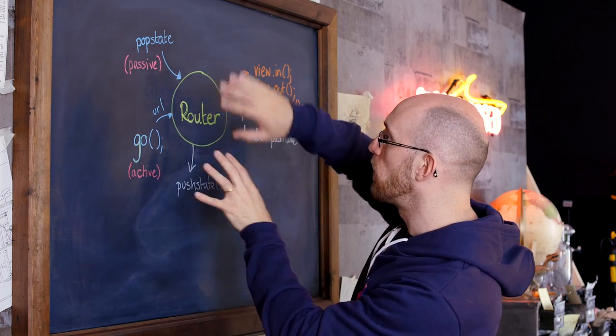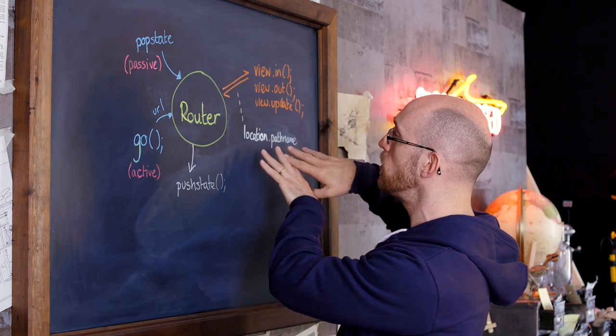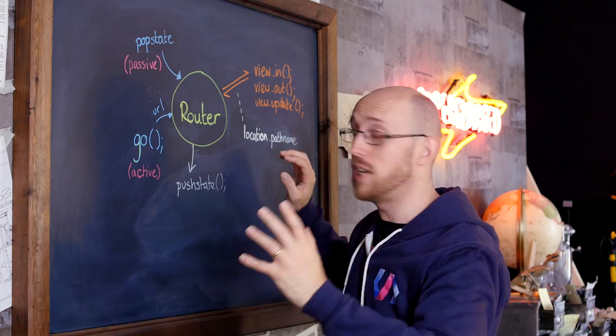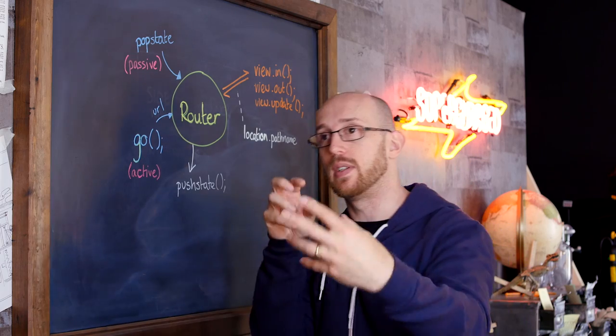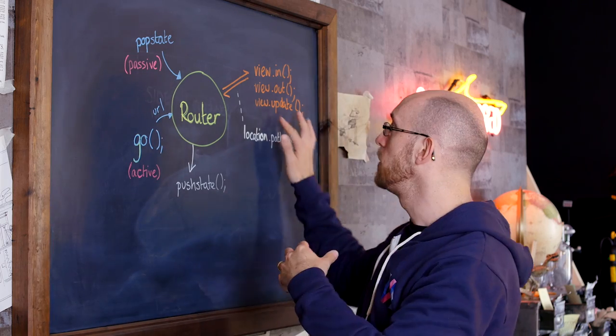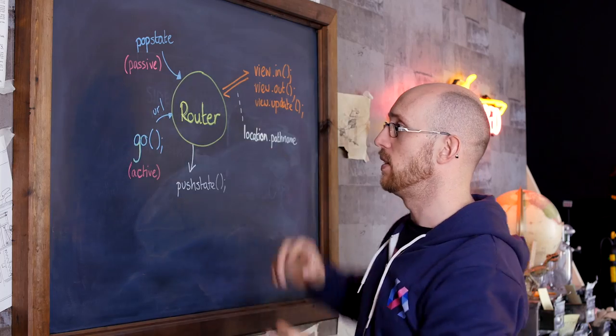OK, so we've got all that set up on this side. As I say, what we do is we look at, say, the pathname of the location. And then we decide which view needs to come in, which view needs to go out. If it's the same view, then we need to just update. And we decide all that in here in the router.